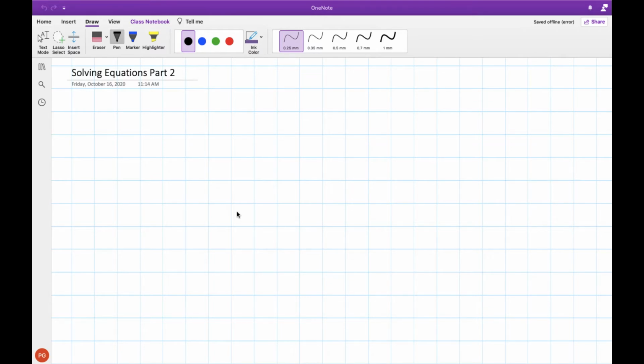Last time we solved some problems, we used some algebra tiles, we also used some regular algebra on its own. This time we're going to be using the same techniques, solving some questions that are a little bit harder. Let's start with this one here.